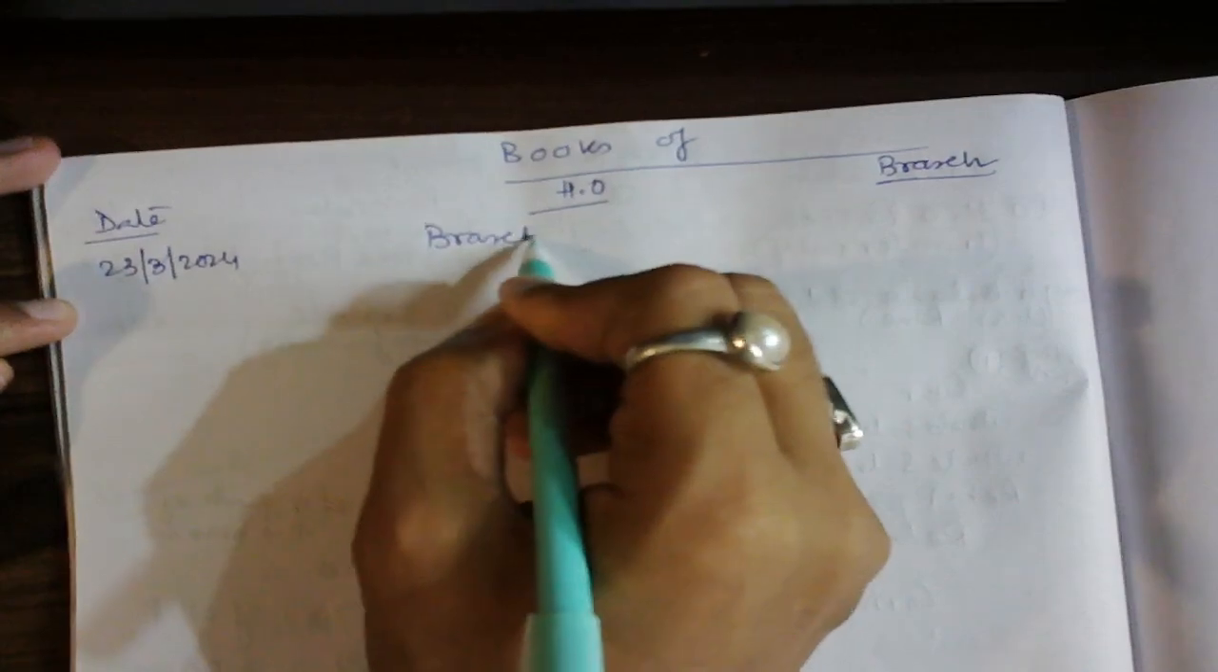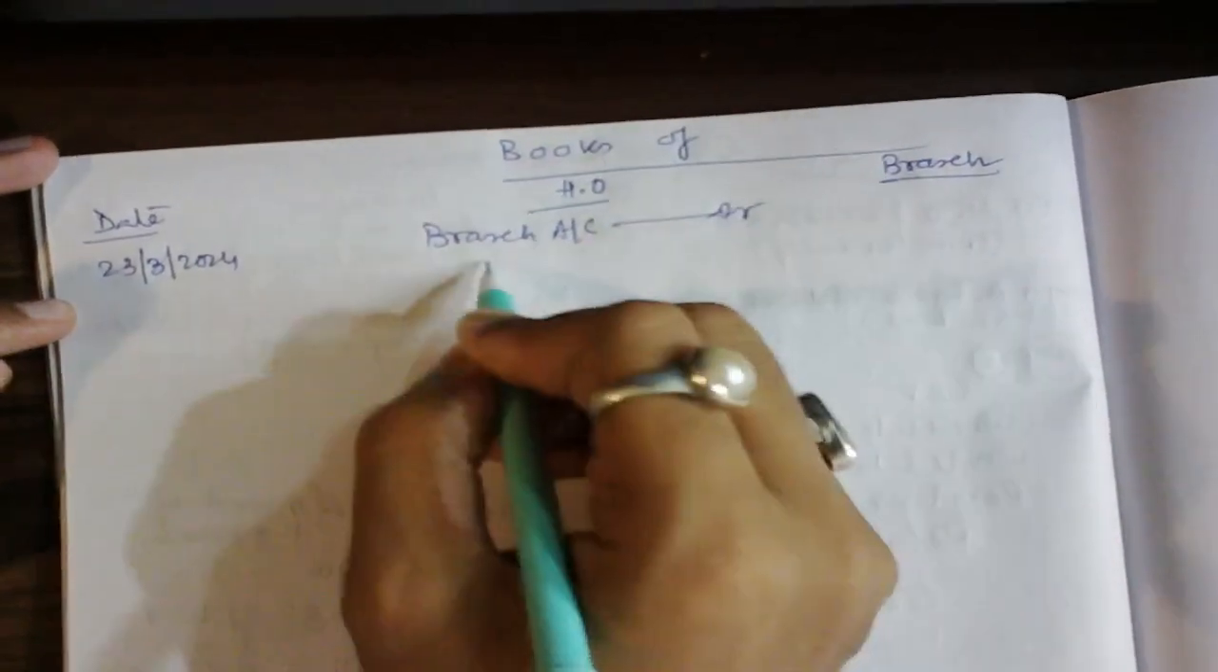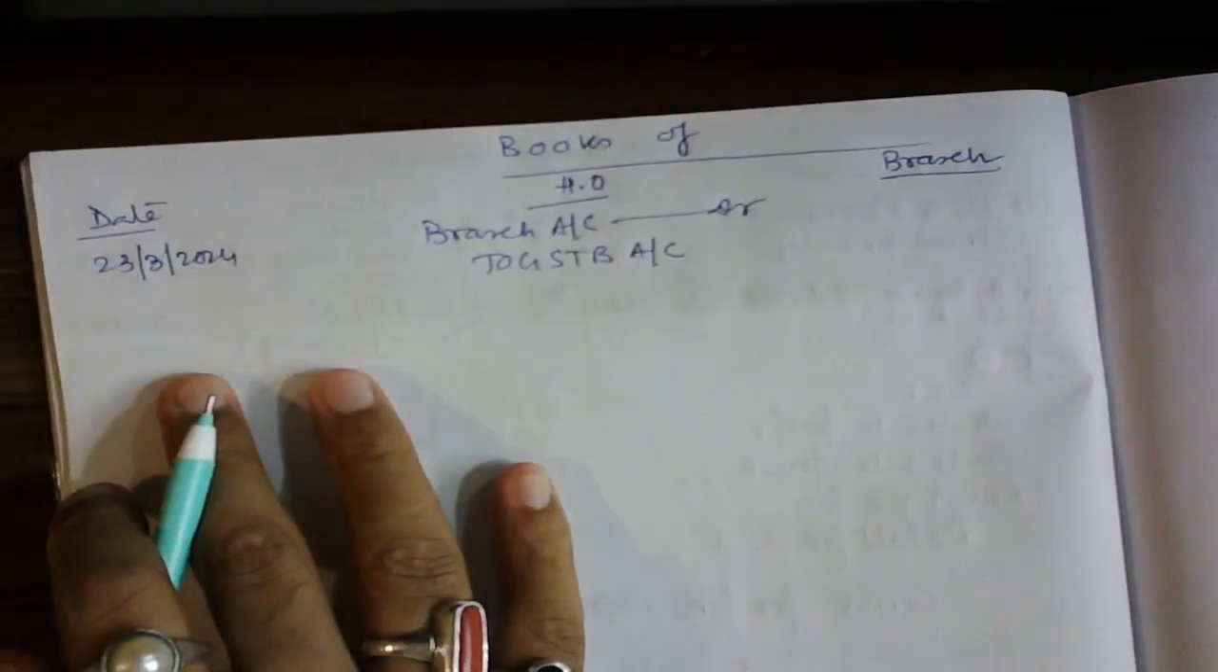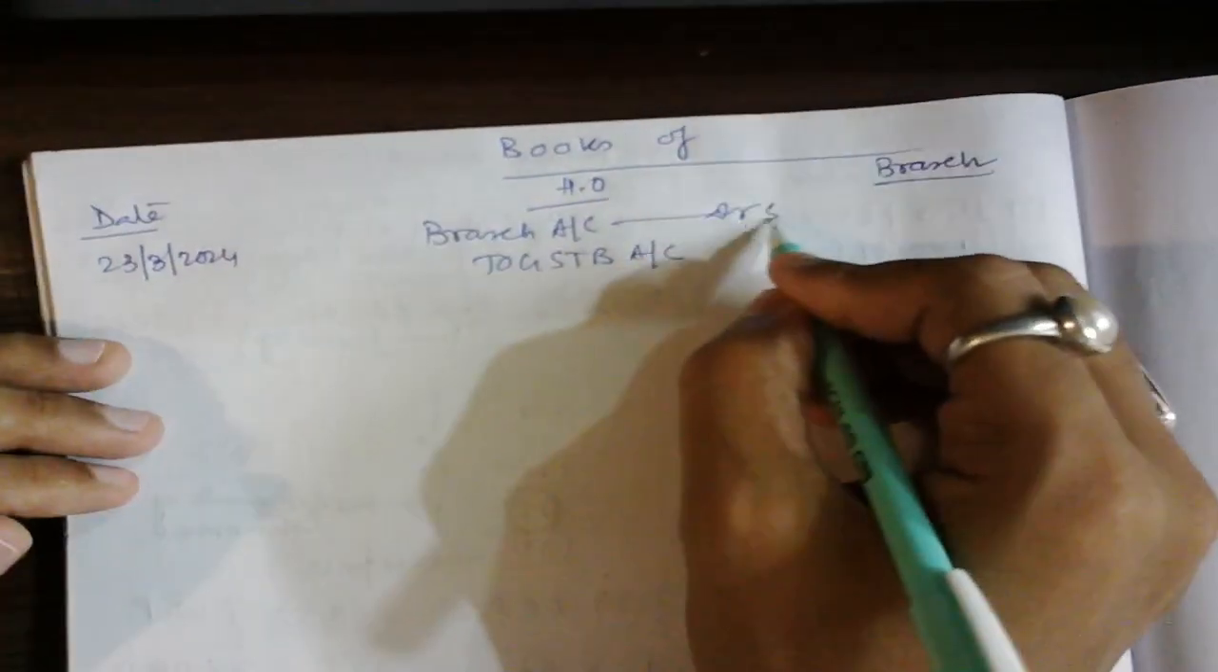account debit to GSTB, goods sent to branch, perfect. That is what they generally are going to make, that is no problem at all, 50,000.